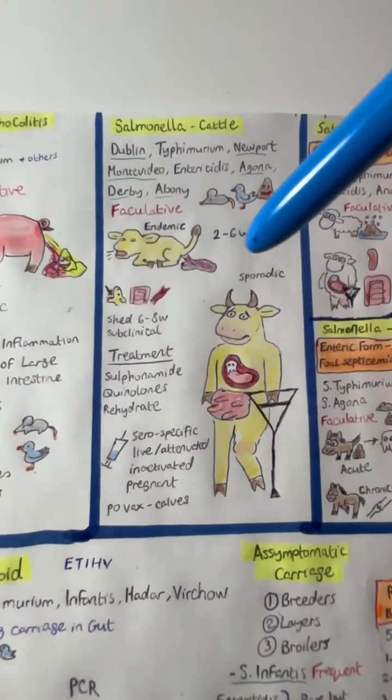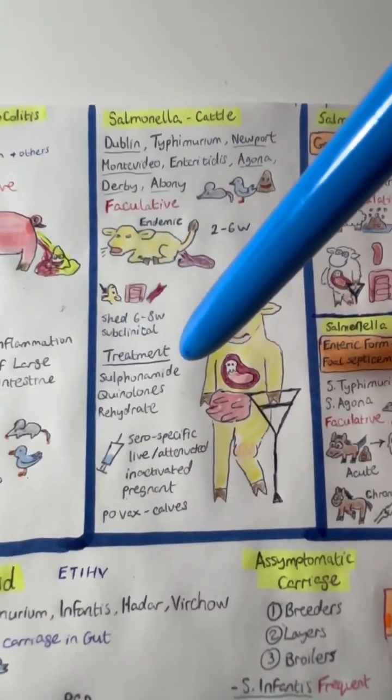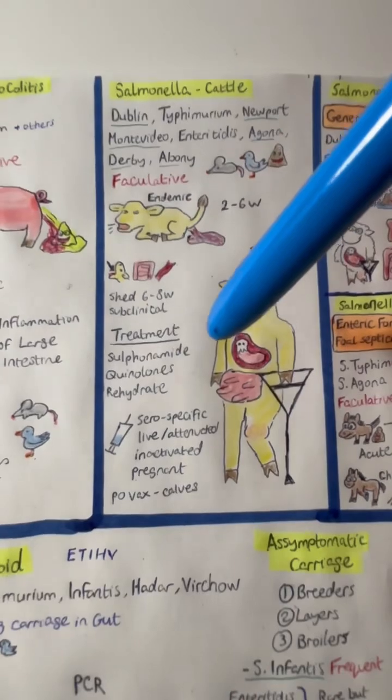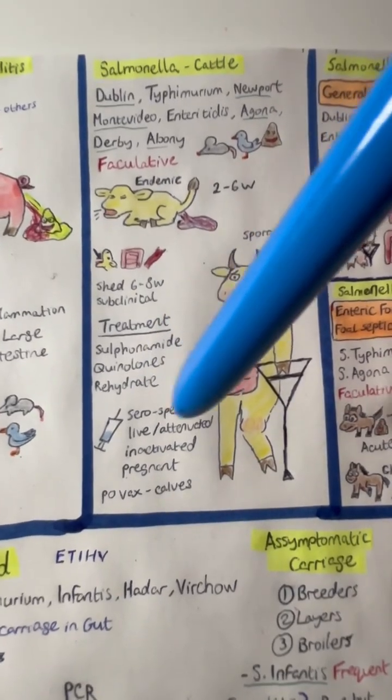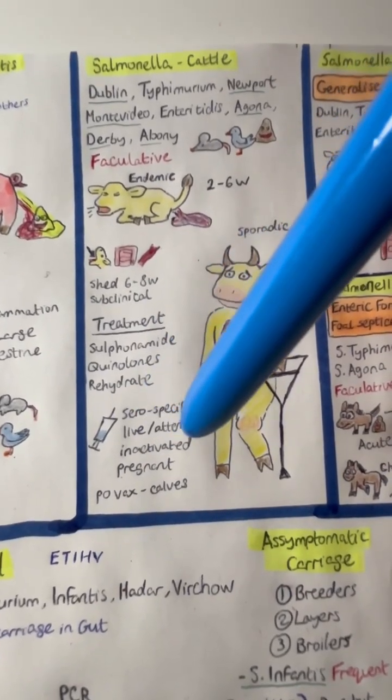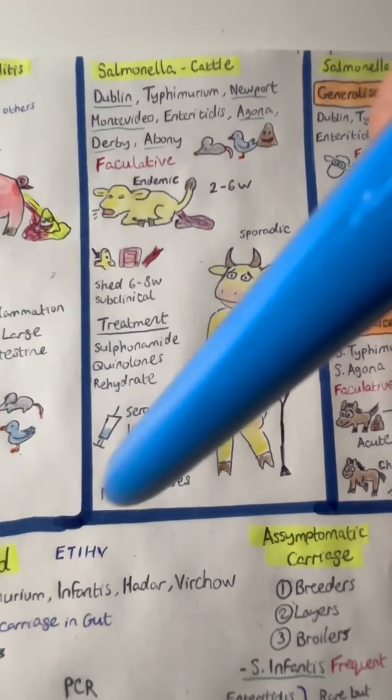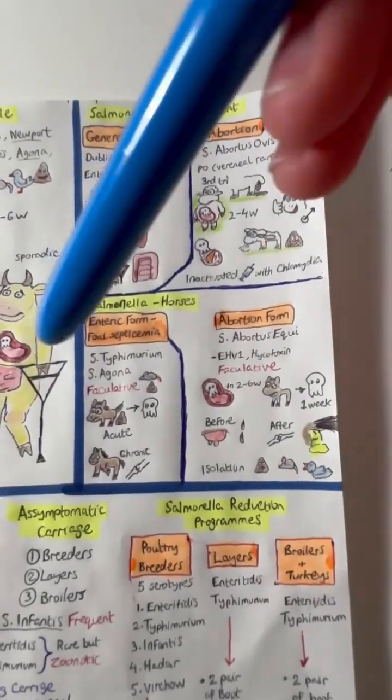And for the treatment, give sulfonamides and fluoroquinolones, as well as rehydrate the animals. There are serospecific attenuated and inactivated vaccines for pregnant animals. And there are also oral vaccines for calves. The last topic is Salmonella in small ruminants and in horses.